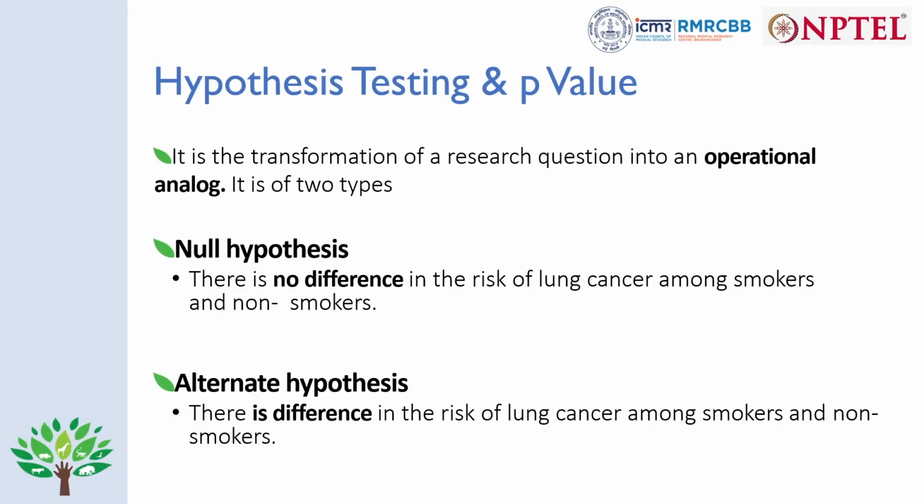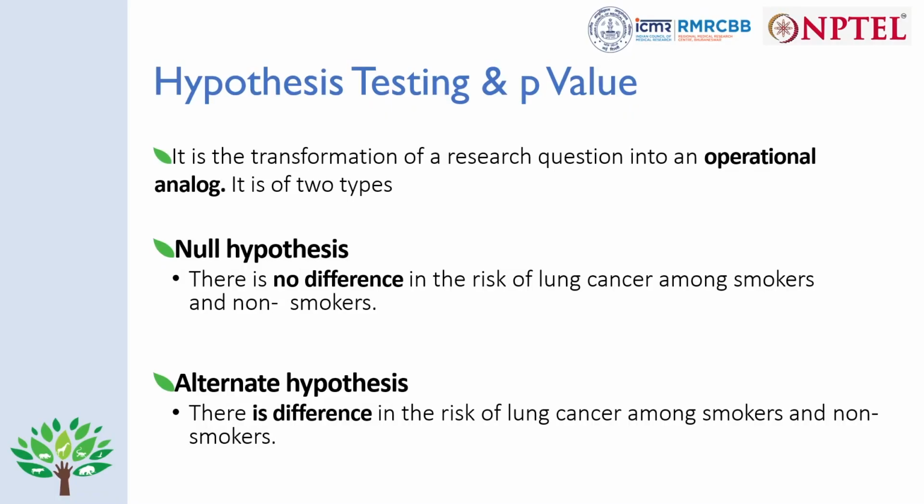Next we are going to discuss hypothesis testing and p-value. Before that, I will talk about what a hypothesis is. A hypothesis is the transformation of a research question into an operational analog. That means what we are going to prove. For example, misuse of antibiotics can lead to antimicrobial resistance, or methicillin-resistant Staphylococcus aureus can cause more deaths than methicillin-sensitive Staphylococcus aureus infection. These are research questions that can be put in the form of a statement that needs to be proved or disproved. That is a hypothesis.